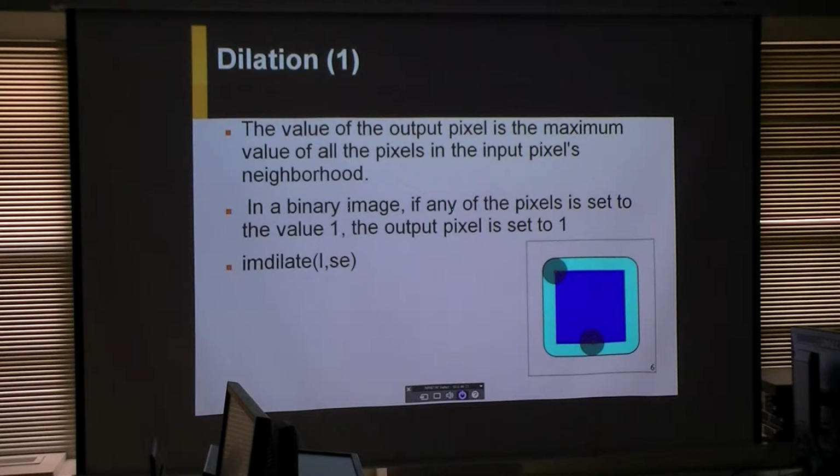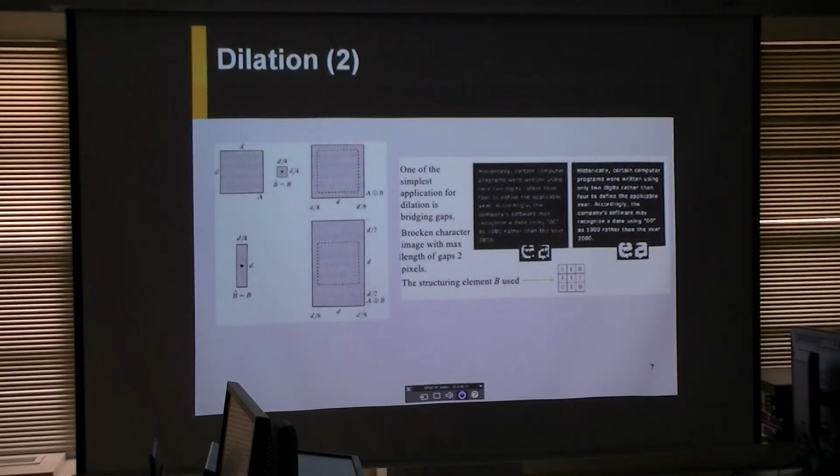We have four types of operations. First of all, dilation. Here we have an input image, and based on the neighbors, if we have a binary image, we search the neighbors, and if we find at least one non-zero element, the output pixel will be 1, and in grayscale images, the maximum of the neighbors will be the value of the center point. In MATLAB, imdilate with I as the input and SE as the structuring element can do this work for you.